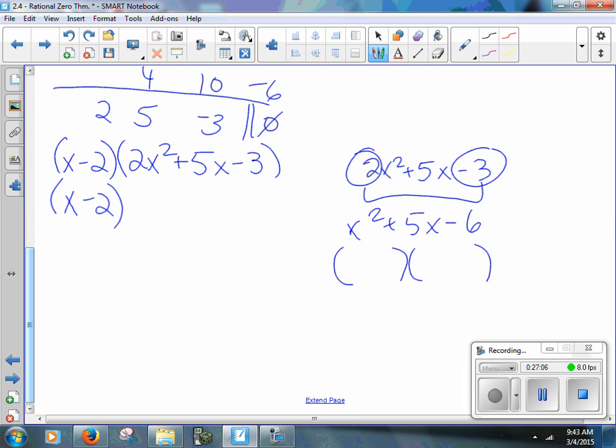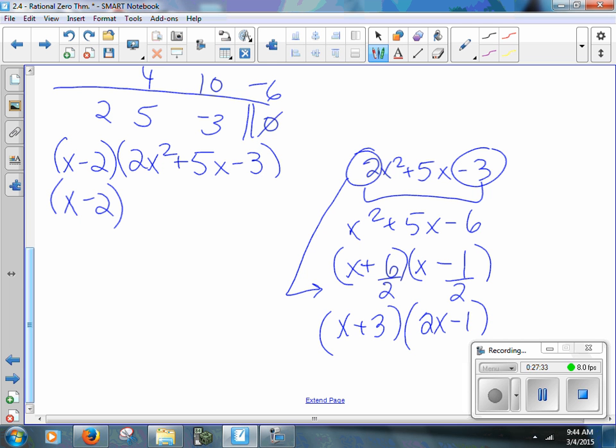Minus 6. Give me 2 factors of 6 that when I subtract give me 5. 6 and 1, sign same or different? Which one's going to be plus? 6. I'm done, right? No. Come back down here and divide by that number. That's already -3. Aha.